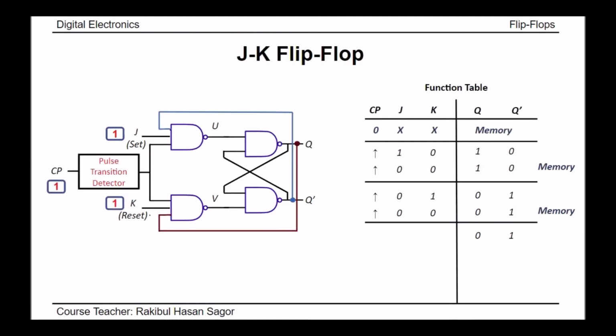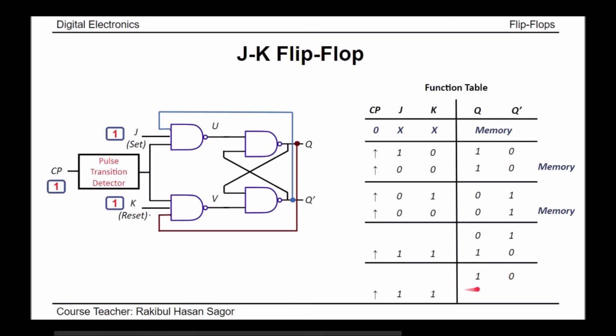So from the function table, if the previous output is 0 and 1, Q equal to 0 and Q prime equal to 1, then by giving 1 1 input, we'll get inverted version of the previous output. 0 will become 1, 1 will become 0. Again, if the previous output was 1 0, then by giving 1 1 input, this 1 will be inverted to 0 and 0 will be inverted to 1. So these outputs are toggled output of the previous value.